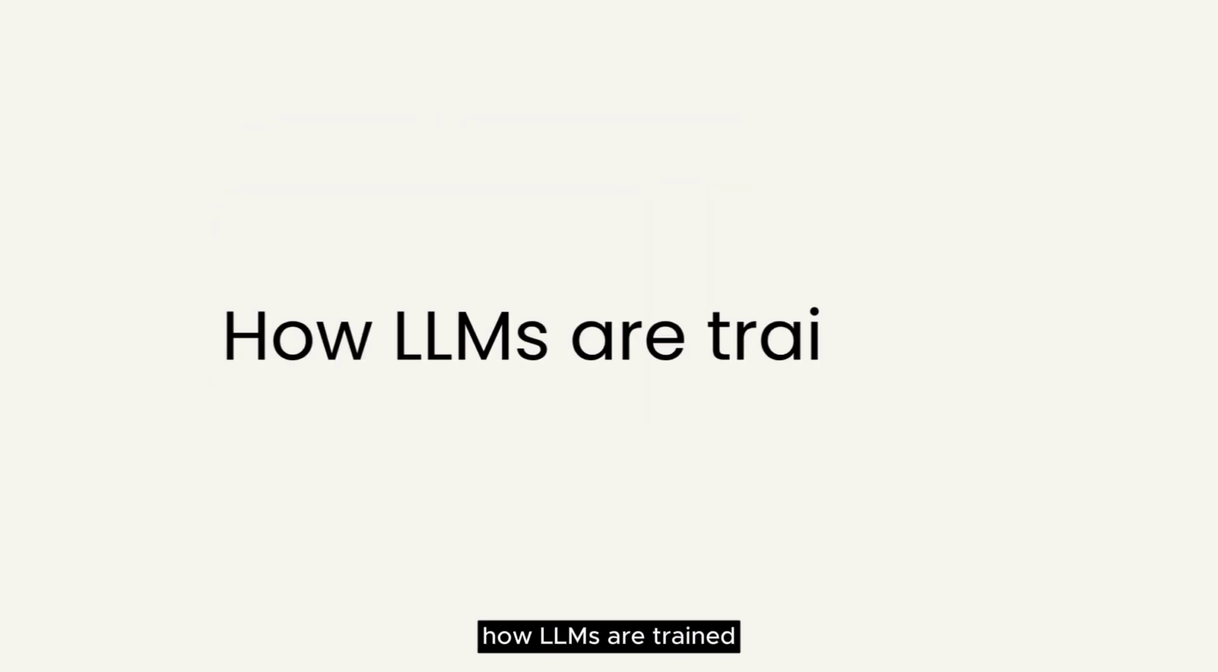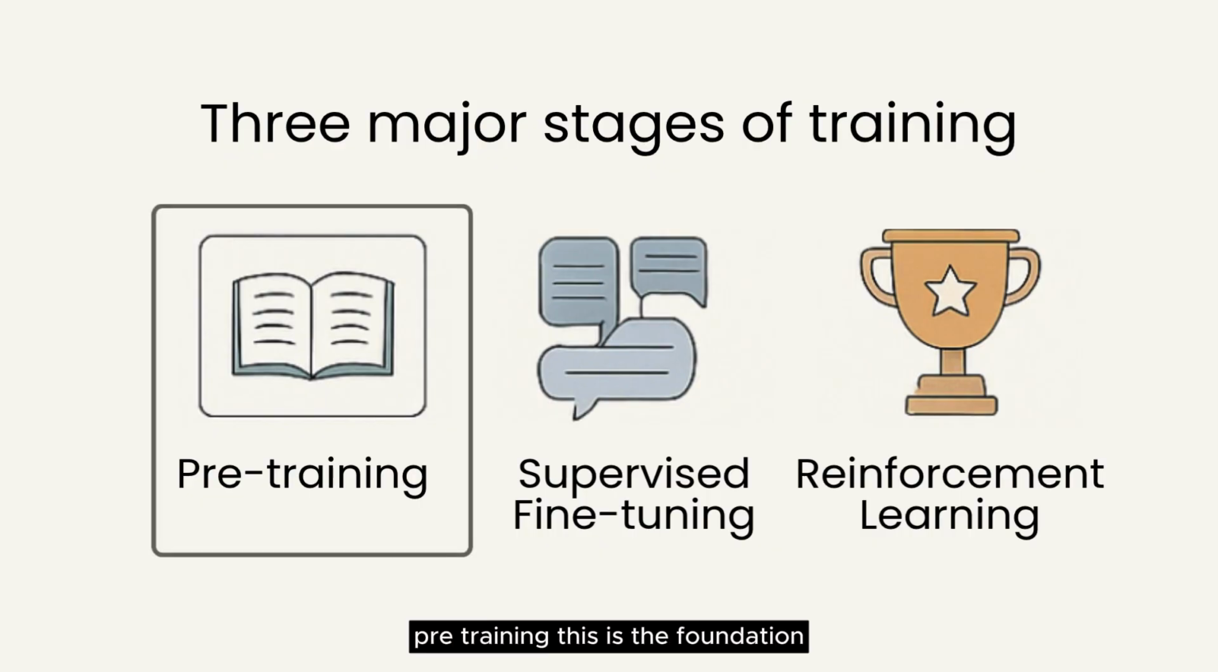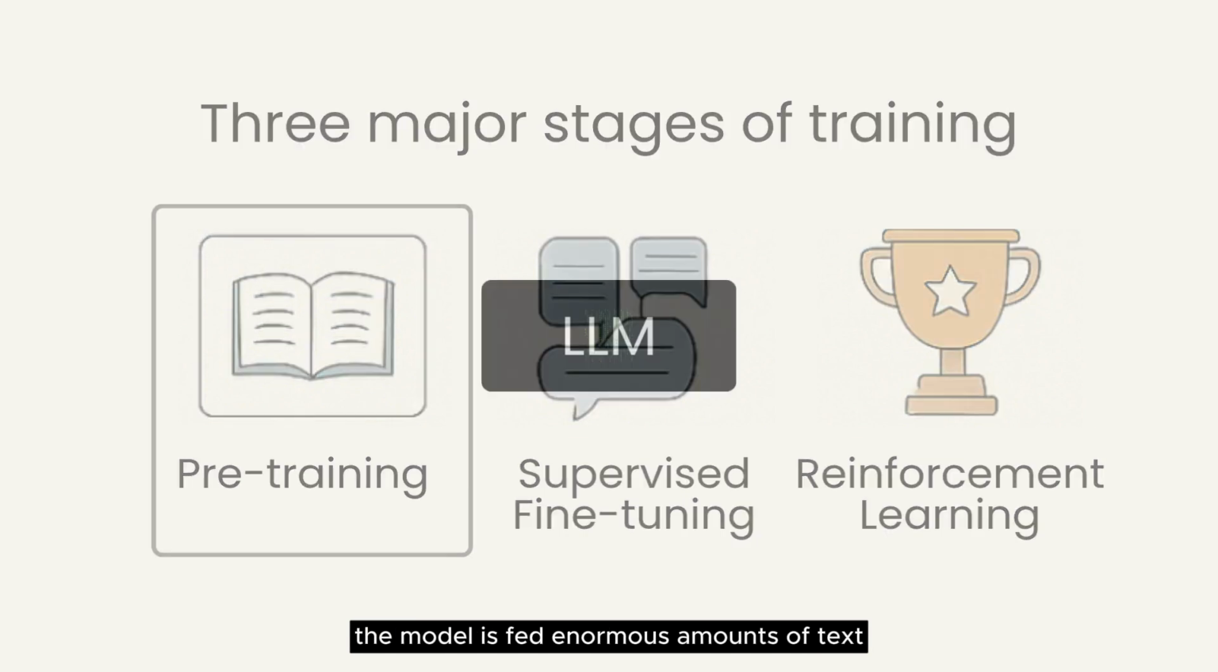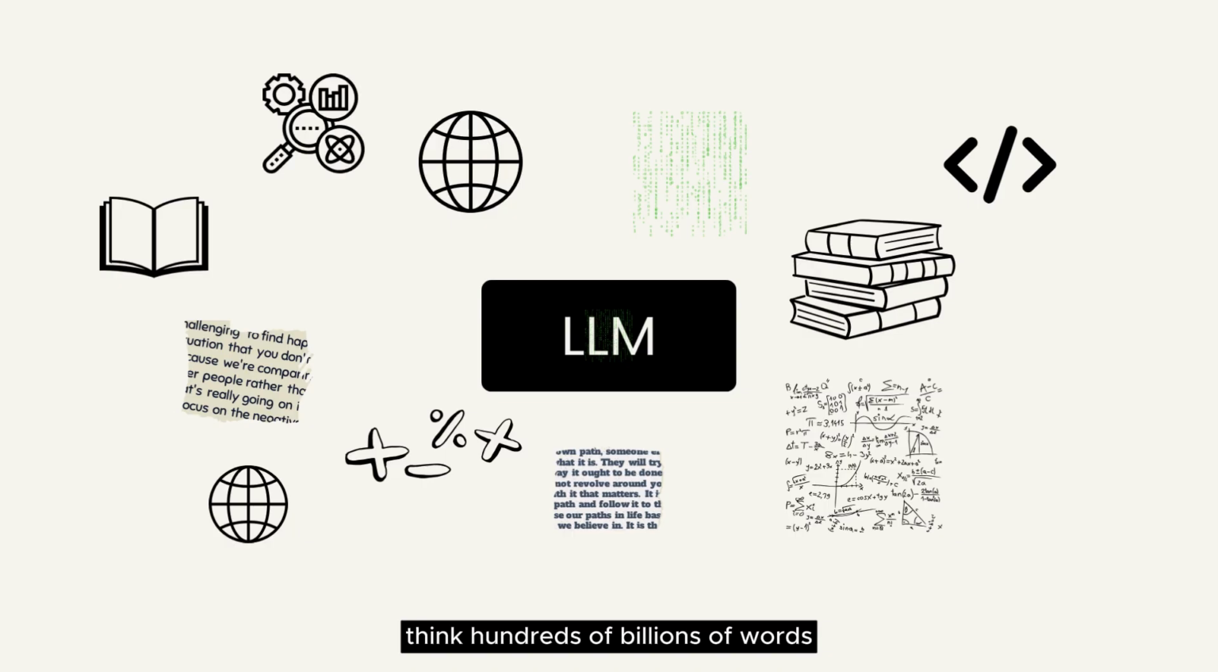How LLMs are trained. To understand why LLMs behave the way they do, we need to look under the hood at their training process. There are three major stages involved in training an LLM. Stage 1, pre-training. This is the foundation. The model is fed enormous amounts of text scraped from the internet. Think hundreds of billions of words.